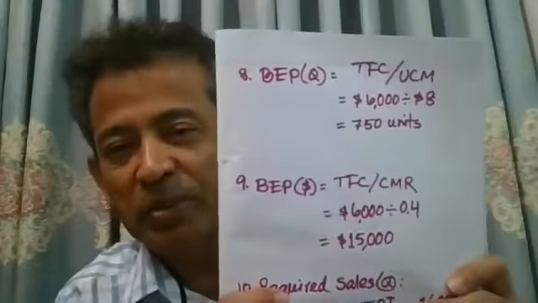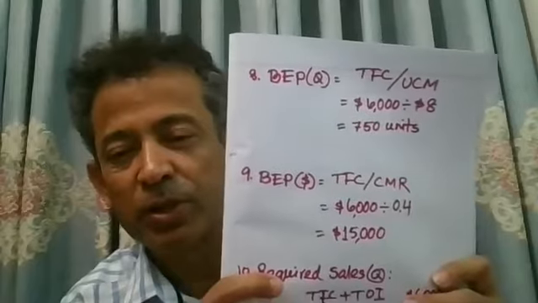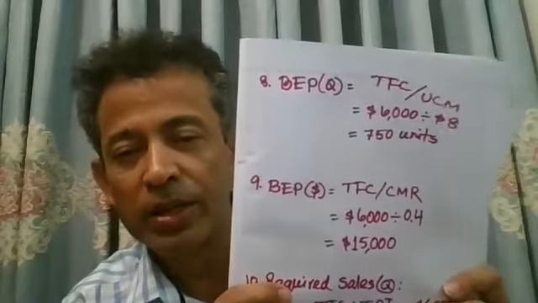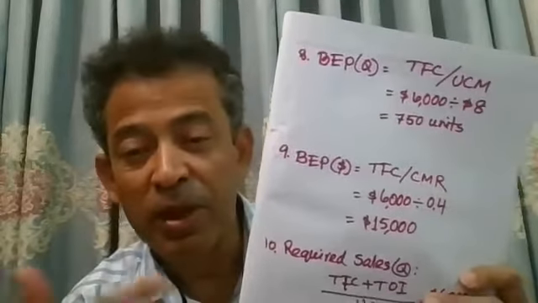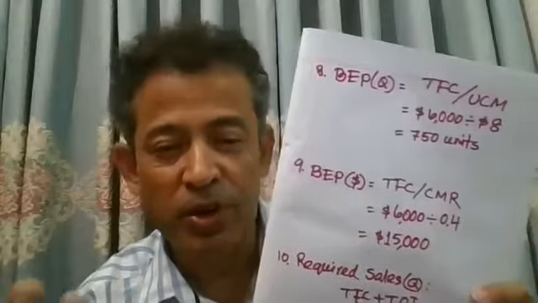So that's number 7. Now let's go to number 8. The real question, break-even point in units. We know that it is TFC by UCM. So TFC was $6,000, UCM was $8. So the break-even point is 750 units. Now simply multiply it by $20. 750 times 20 is 15,000. But we didn't do it in that shortcut way.